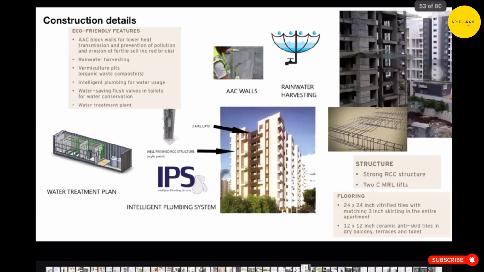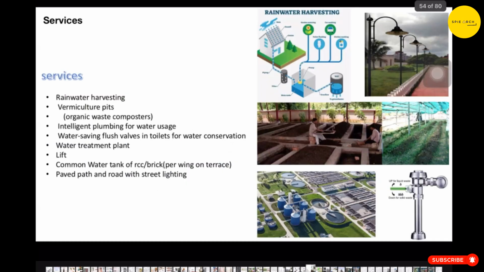Next slide. Services. The services in the apartment are given such as this apartment has a water treatment plant constructed beside the amenity space in which the flushed water gets treated. The plumbing system provided is such that it helps in conservation of water. Further, the flush valves provided in toilets help in saving water.